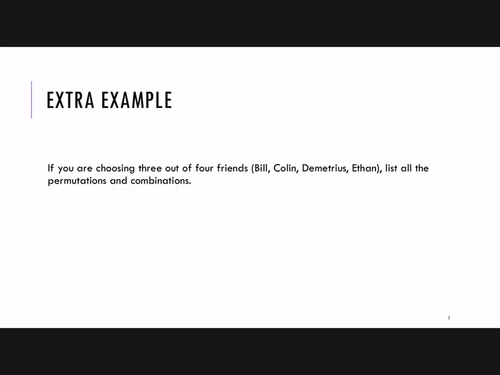Okay, try this one. If you're choosing 3 out of 4 friends, Bill, Colin, Demetrius, Ethan, list all permutations and combinations. Alright, so I'm going to leave this for you to do as an exercise, and then we'll use these 2 to try to verify and see where this formula comes from for combinations. But here's the gist. If you're choosing 3 out of 4 friends, let's say you choose Bill, Colin, and Demetrius. Okay, well then when you're listing combinations, that's it. You would move on from there, do other combinations. So in another group of 3 that's not exactly Bill, Colin, and Demetrius, right? Maybe Colin, Demetrius, and Ethan would be a second combination.